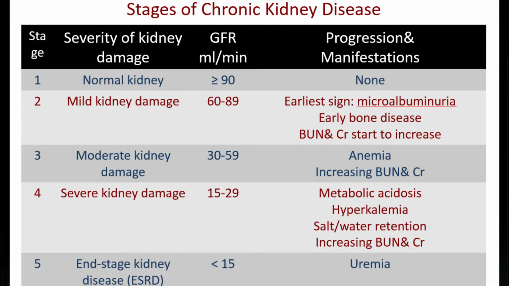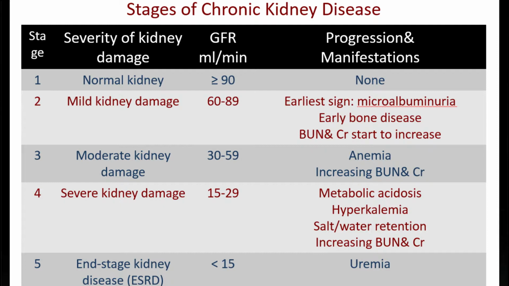In stage 3, this is moderate kidney damage. The GFR is between 30 and 60. Here you get more elevation of BUN and creatinine, and you start getting anemia. In stage 4, severe kidney disease, the GFR is between 15 and 30. That's very low, and here you will get the manifestations of chronic kidney disease that will probably need dialysis, like metabolic acidosis, hyperkalemia, salt and water retention, and the BUN and creatinine will keep increasing.